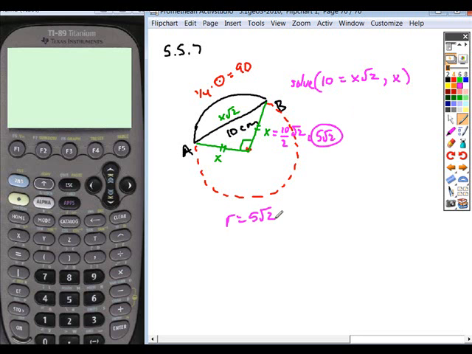And so in order to solve the problem, this question asks you to find the area of the circle from which this segment is taken. So the area of the circle is pi r squared. Plug in your 5 root 2 and square it.